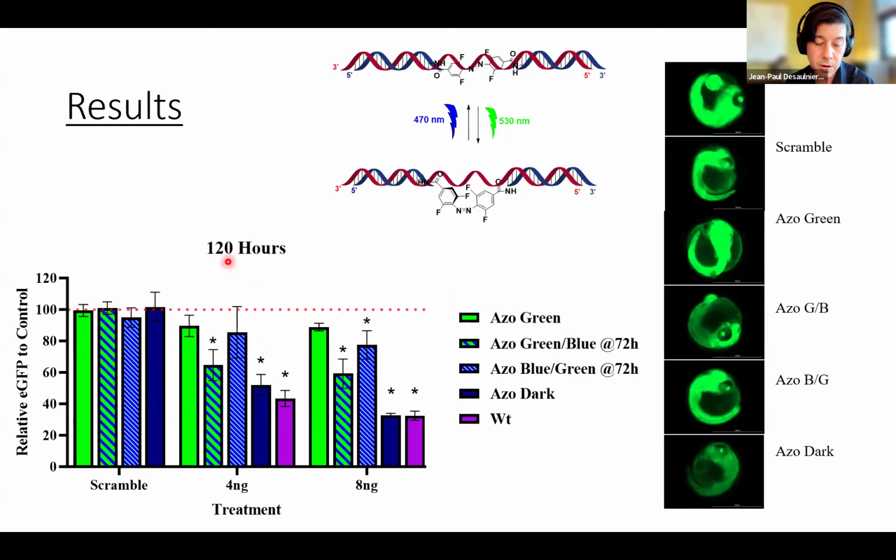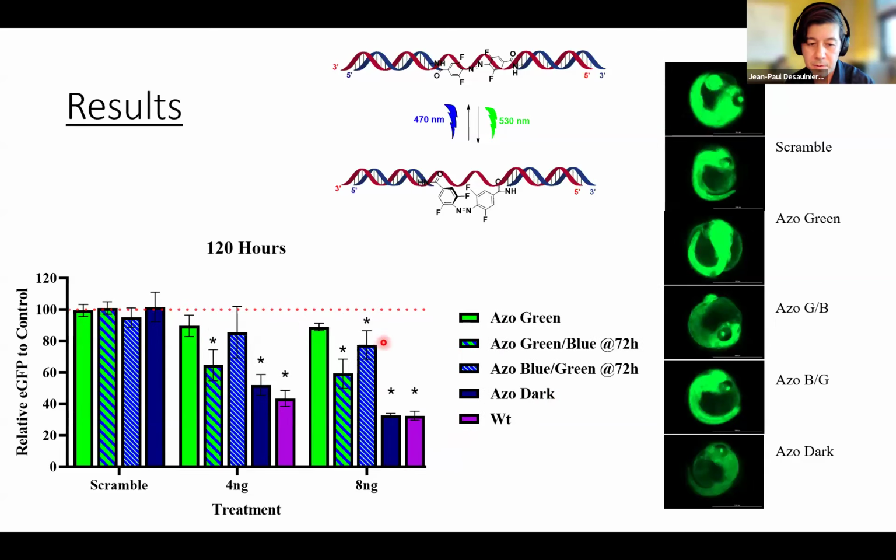And then we do this for 120 hours. Okay, again, silencing with azo dark and wild type. Here's our azo dark. You can see it's not as fluorescent as these other guys here, but you can see here that the blue to green is starting to go up, and then the one that was inactive is now coming down. And then the azo green really is quite inactive compared to the other guys. So this is certainly exciting to see this reversibility trend working in these Japanese Medaka embryos.